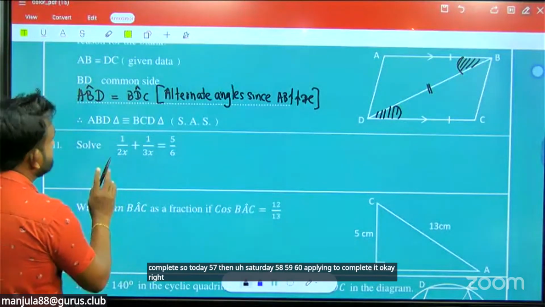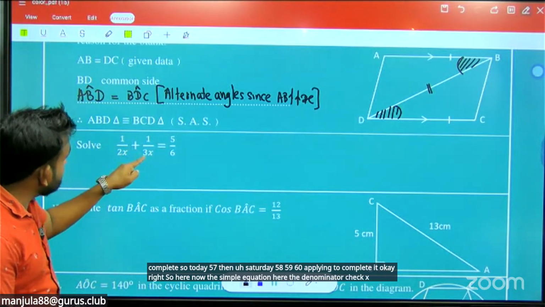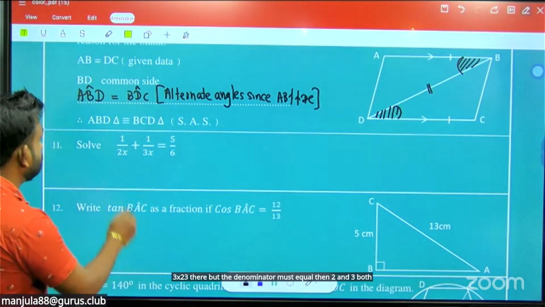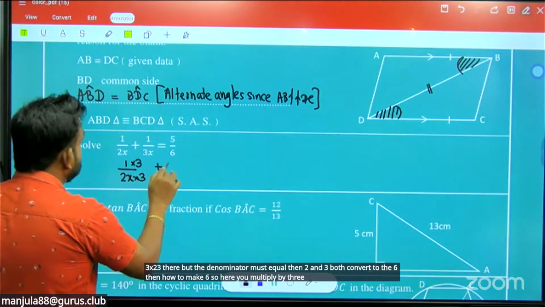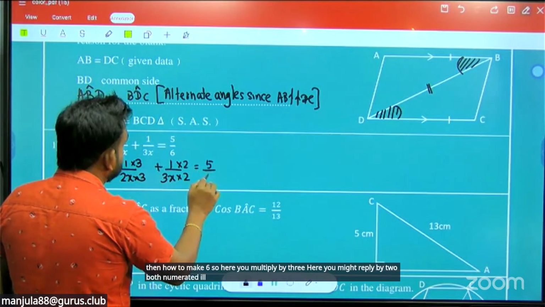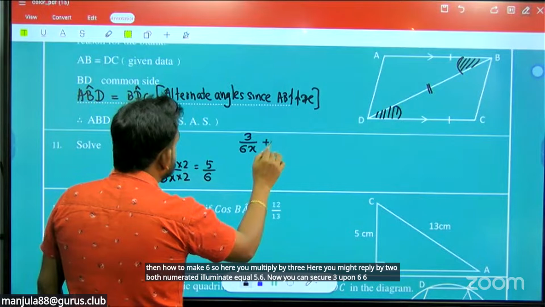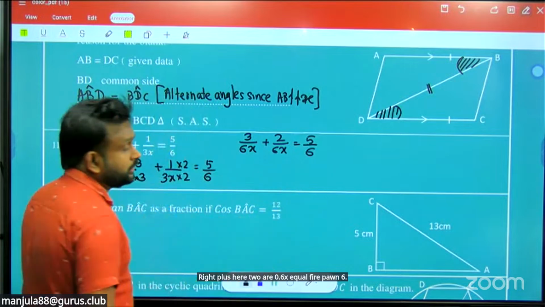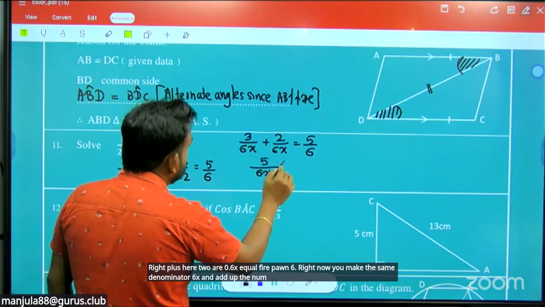Here in the simple equation, check the denominators: x3, x2. The denominators must be equal, so 2 and 3 both convert to 6. How to make 6? Here you multiply by 3 on both numerator and denominator, and here you multiply by 2, equal to 5 upon 6. Now you have 3 upon 6x plus 2 upon 6x equal to 5 upon 6. Now with the same denominator 6x, add up the numerators, 3 plus 2, 5, equal to 5 upon 6.